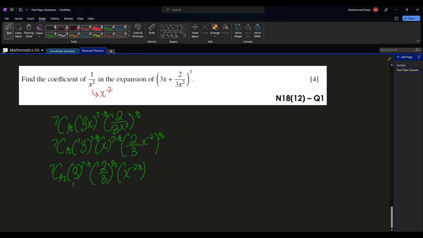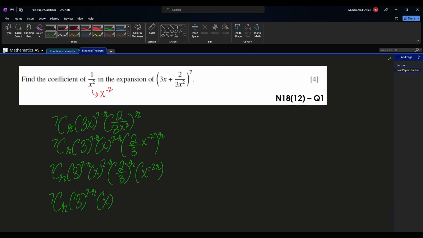Now then, oh, I forgot to write the x, my bad. I just forgot to write one value here, which was x in power 7 minus r. So then 7cr is 3 7 minus r, and x is 7 minus 3r, right? Because x and these two x's are multiplying with each other, therefore their powers will add. So 7 minus r plus minus 2r. So this becomes 7 minus 3r into 2 over 3 power r.